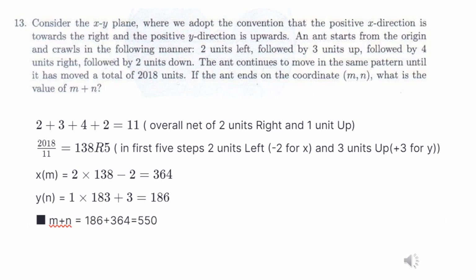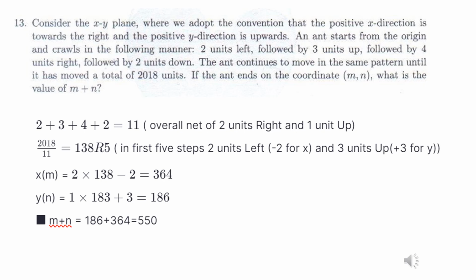Okay, so what is the gist of this question? Well, the ant is simply moving on the XY plane in the following manner: 2 left, 3 up, 4 right, and 2 down. So it moves in the same manner until it has reached its 2018th step. So if the ant ends on the coordinate (m, n), what is the value of m plus n?